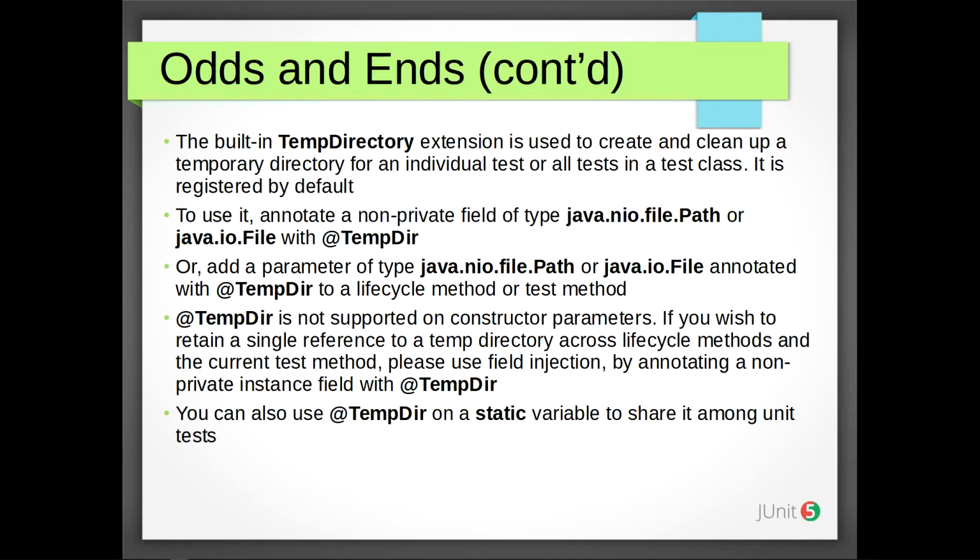Or add a parameter of type java.nio.file.Path or java.io.File annotated with @TempDir to a lifecycle method or test method. @TempDir is not supported on constructor parameters. If you wish to retain a single reference to a temp directory across lifecycle methods and the current test method, please use field injection by annotating a non-private instance field with @TempDir. You can also use @TempDir on a static variable to share it among unit tests in a test class. So @TempDir is still an experimental feature, but it works well.